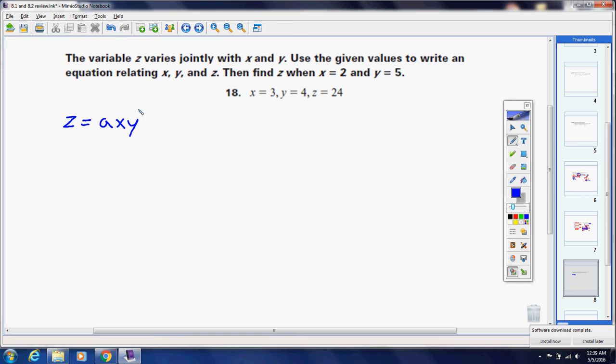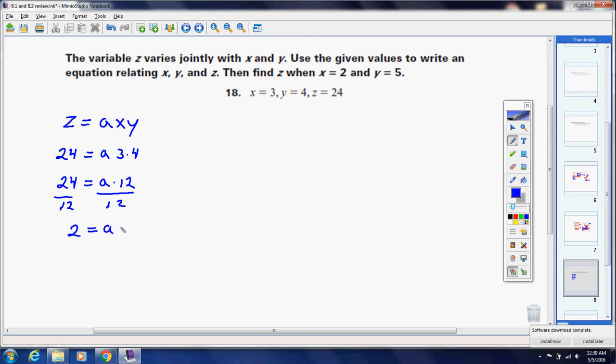Okay, so similarly, like we did with the inverse variation, we start off with our general equation. We need to find the specific constant in this equation, so we plug in the values. Let's see, x is 3, y is 4. We're solving for a, and z is 24. So 24 equals a times 12. Divide each side of the equation by 12 to solve for a, and we have a equals 2.